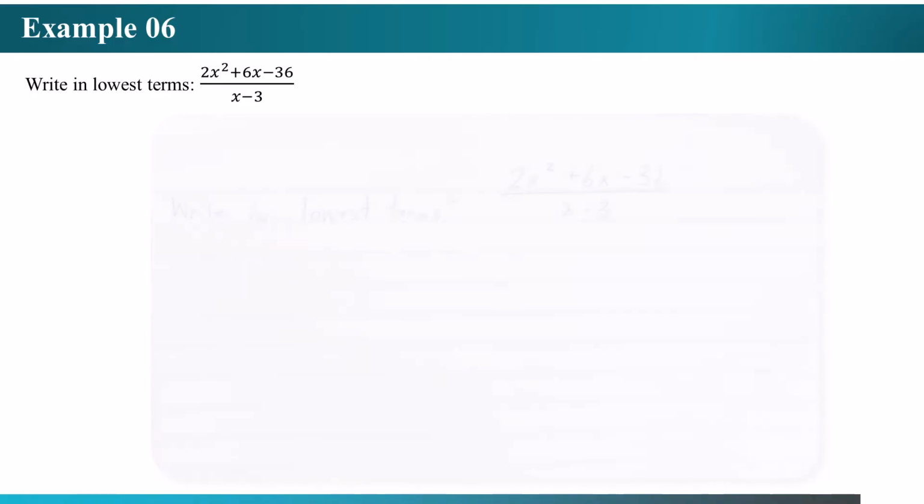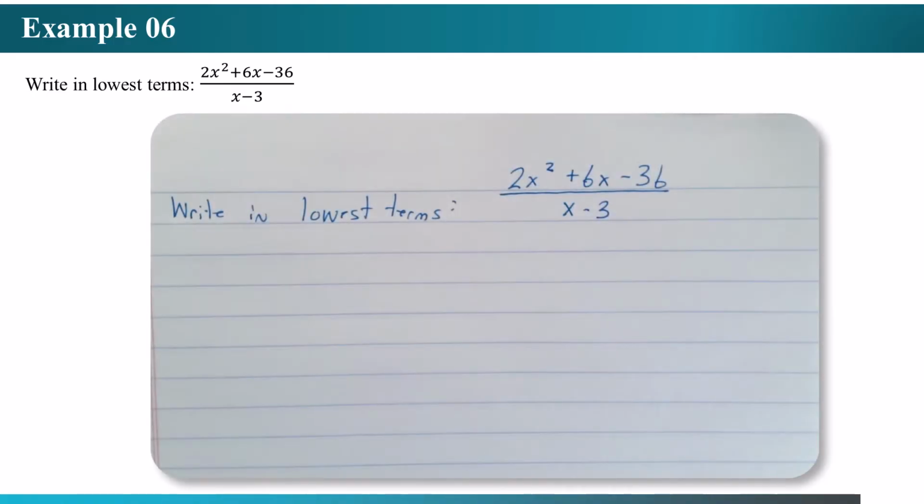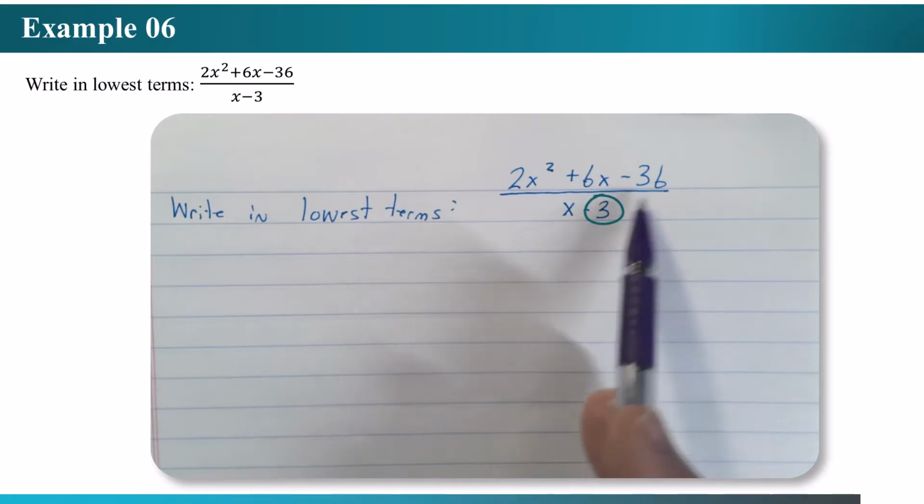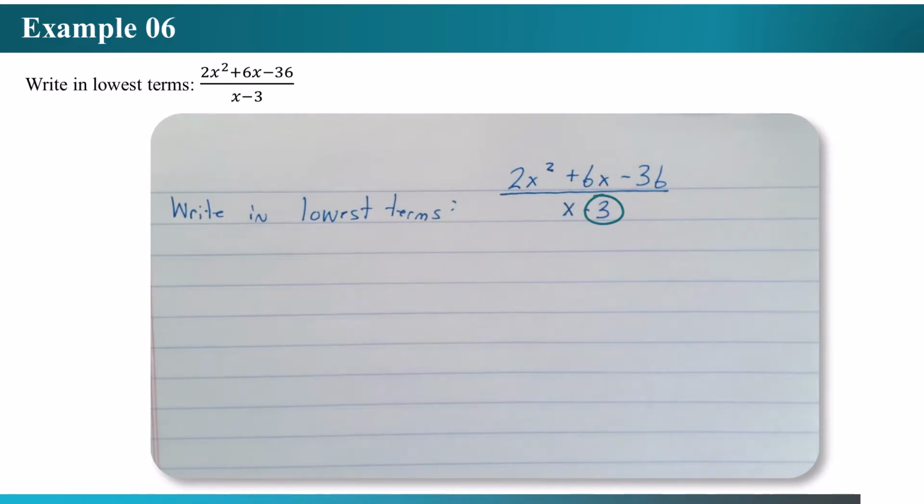Example 6. So I'm trying to write this in lowest terms. I've got 2x squared plus 6x minus 36 in the numerator and x minus 3 in the denominator. Now don't be tempted to cancel this x with any of the x's you see in the numerator, or cancel this 3 with anything up here that you see. The only way we can cancel anything is if we have a factor of x minus 3 in the numerator. So let's see if we can achieve that.